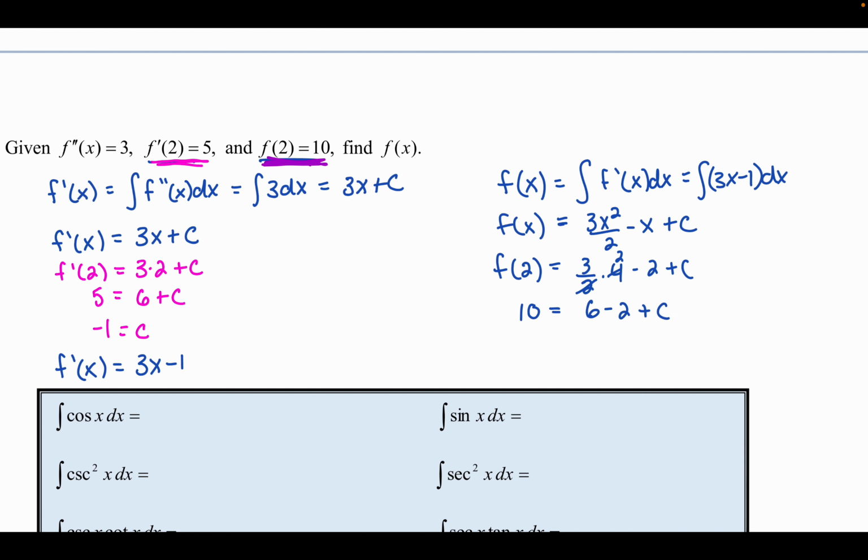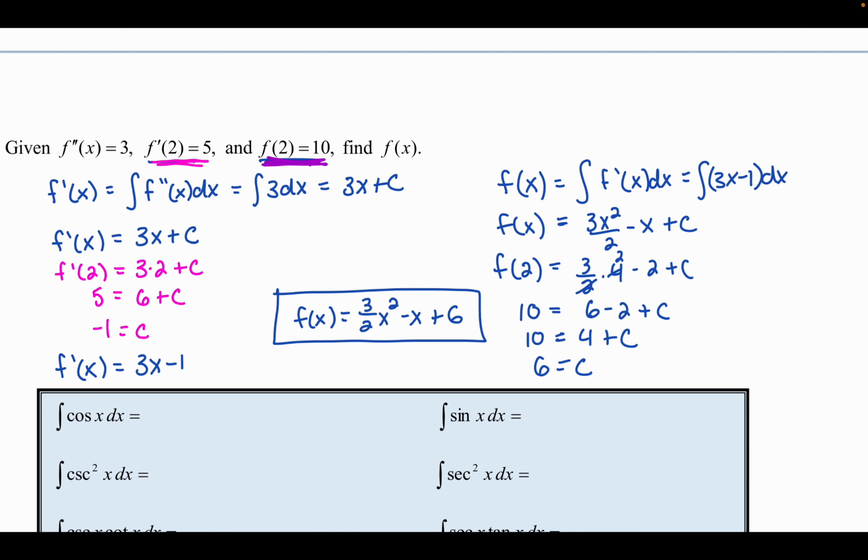So we have 10 equals 6 minus 2, which is 4, plus c. So 10 equals 4 plus c, so c equals 6 here. So the final answer is f of x equals 3 over 2 x squared minus x plus 6. So that's just a little trick using antiderivatives.